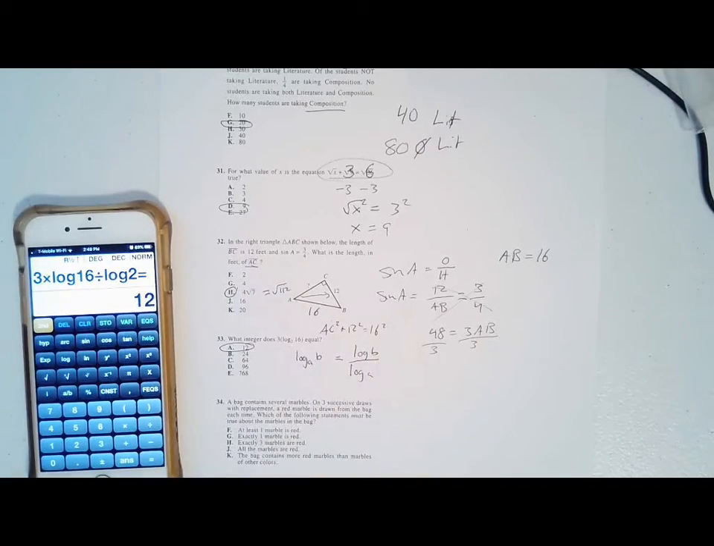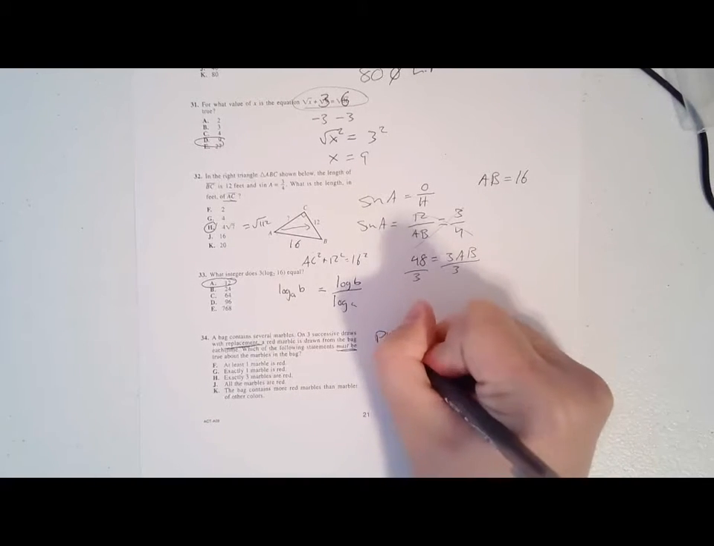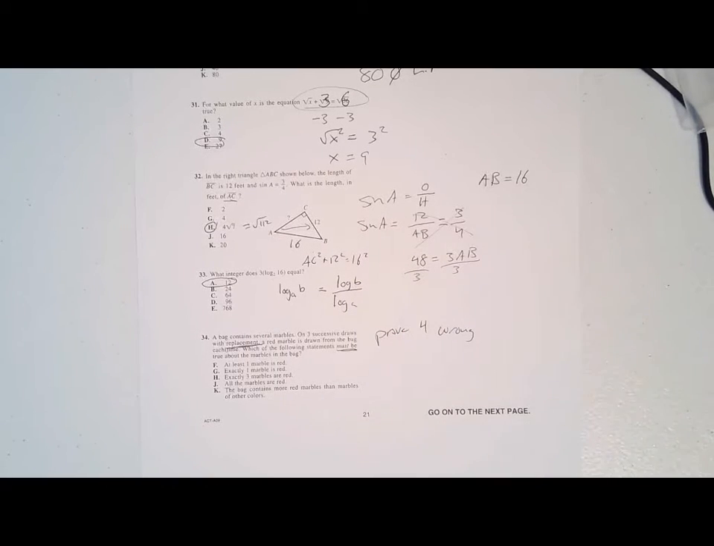Okay? A bag contains several marbles, and on 3 successive draws with replacement, so with replacement, that's important, a red marble is drawn from the bag each time. Which of the following statements must be true? Anytime you're looking at a must be true, what you're really looking for is, can you prove 4 wrong? Okay? So at least one marble is red. The fact that we pull the marble out kind of proves that at least one marble is red, but let's still prove 4 wrong. Exactly 1 marble is red?